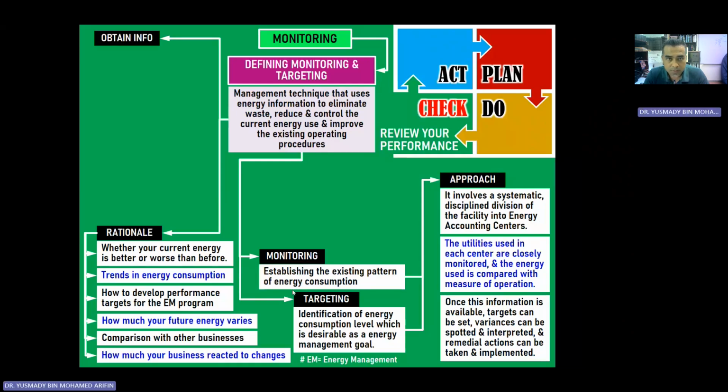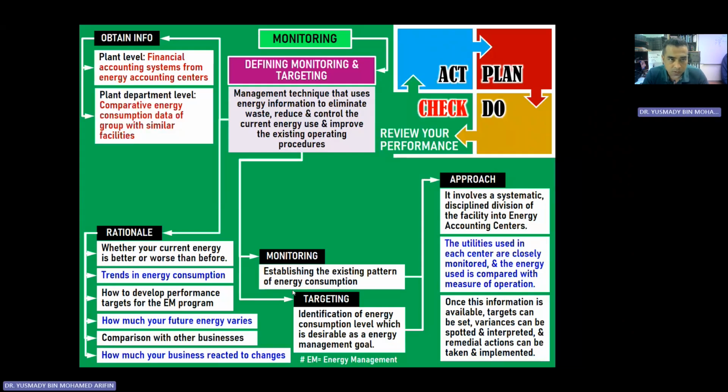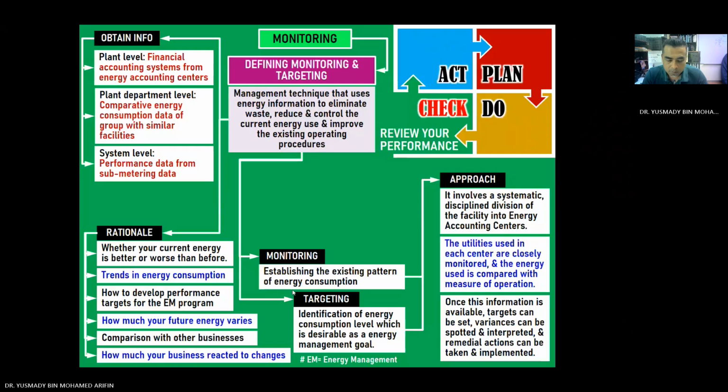And from this monitoring process, we will obtain different types of information. For the plant level, we can obtain specific information from the financial accounting system and the Energy Accounting Center. If we consider the plant and department level, we can obtain comparative energy consumption data of groups with similar facilities. For the system level, we will obtain performance data from the sub-metering data.